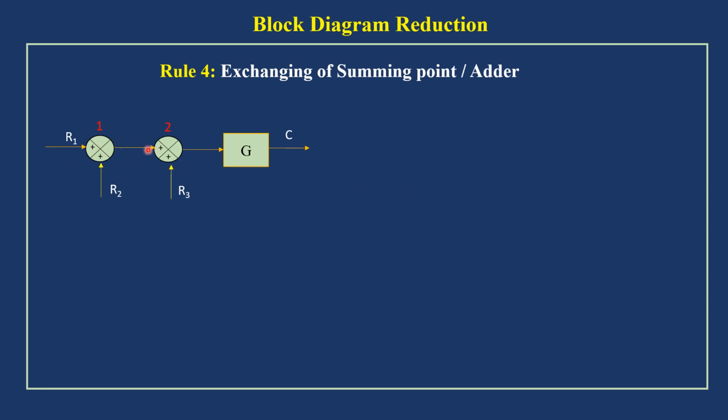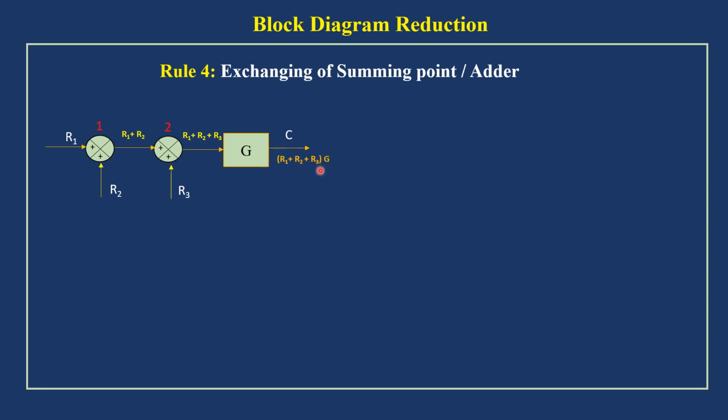So the output of the first summing point will be equal to R1 plus R2. The second summing point output will be equal to, this is one input, this is one input, so R1 plus R2 plus R3 will be the output of the second summing point. So that addition of signals will be given as input for the block.